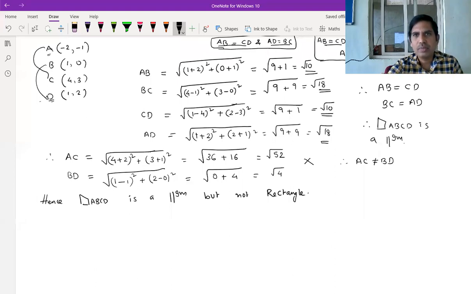Understood everyone? Yes, parallelogram. It is not a rectangle. Yes, good. It is not a rectangle. Right. It is a parallelogram, but it is not a rectangle. Okay? Right. Understood, sir. Good.